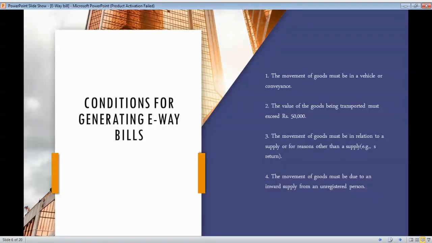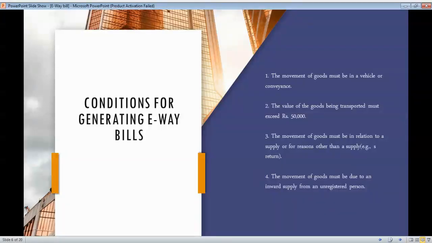So the next point is intrastate and interstate transportation. It is also one of the conditions for generating an e-way bill. Here the e-way bill is needed for both intrastate and interstate transportation of goods. As you know, intra is within the state, inter is between different states. Let's have an example. A registered retailer, the consignor, in Delhi sends a consignment of electronics to a retailer, the consignee, in Mumbai. Since this is an interstate movement, an e-way bill must be generated.